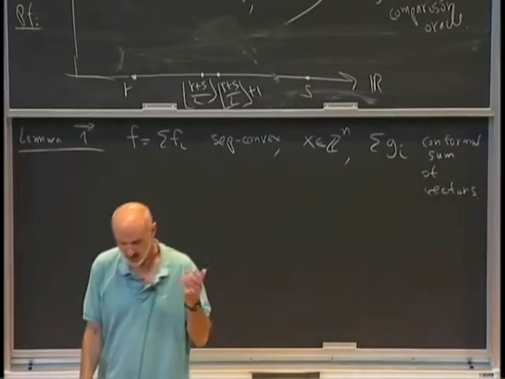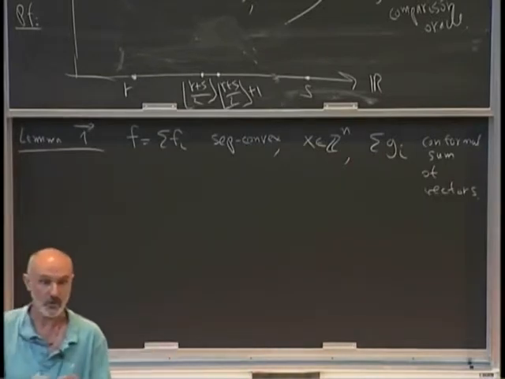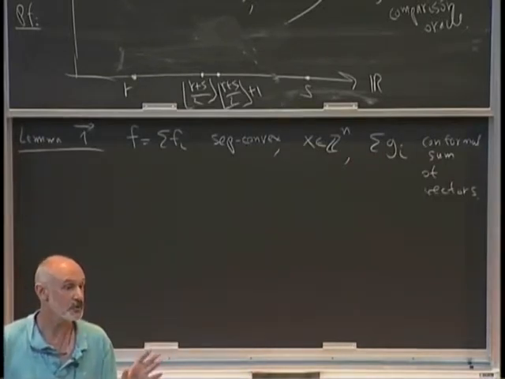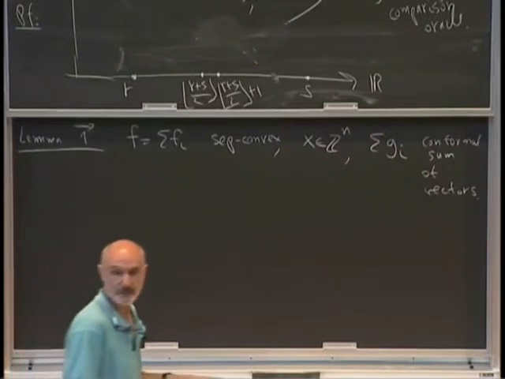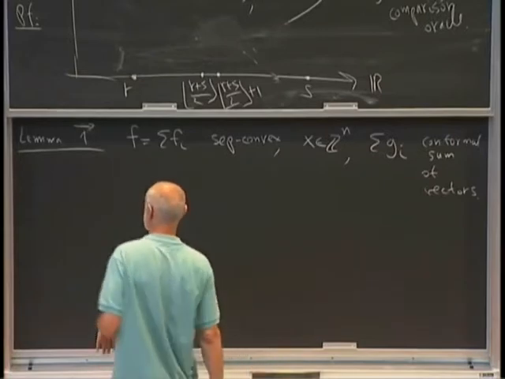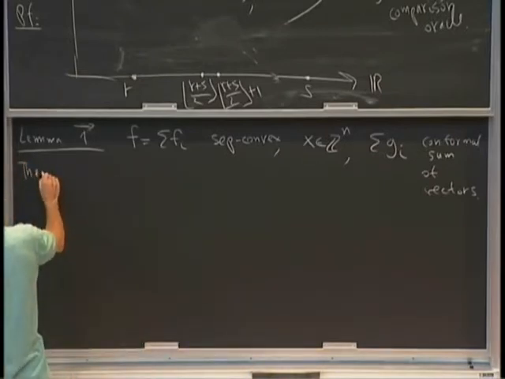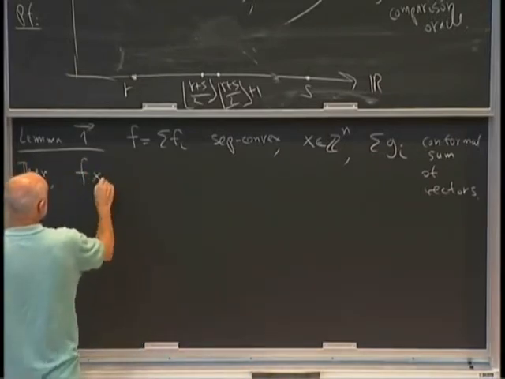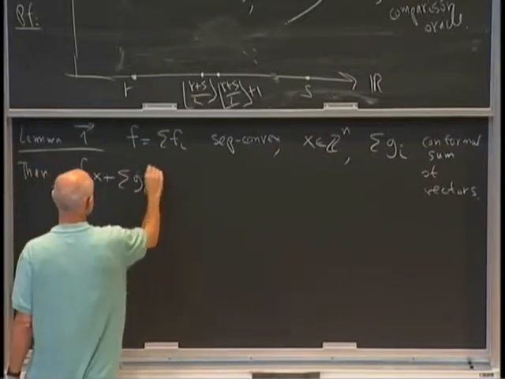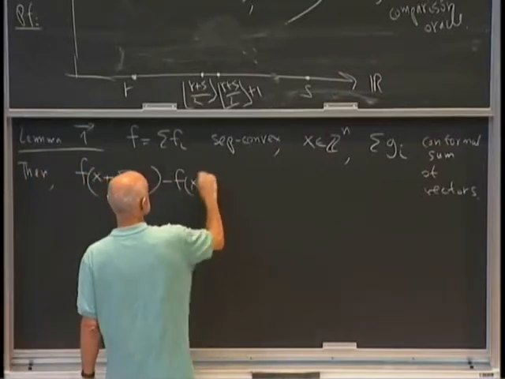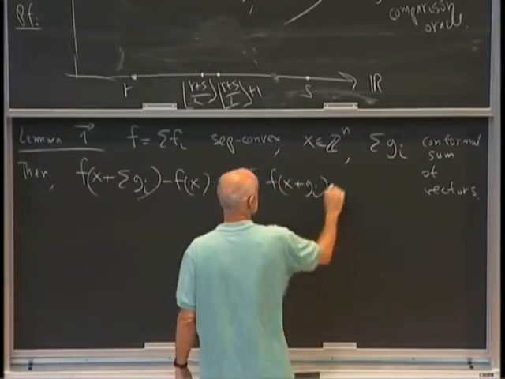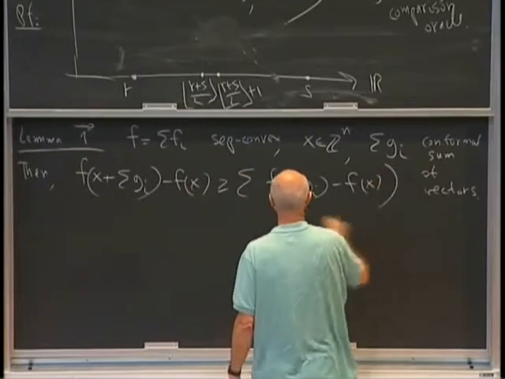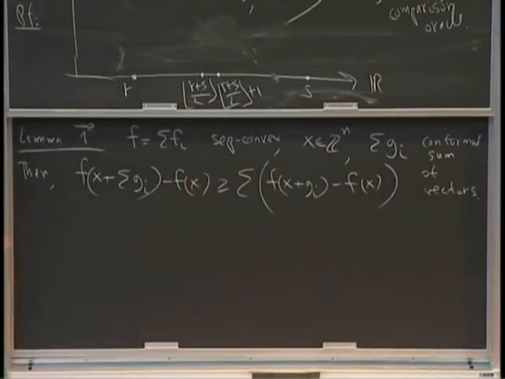So conformal sum, just to remind you, this means in particular that all these vectors in the sum are in the same orthant. Not necessarily non-negative, but on every coordinate, they agree with the signs. Then again, we have supermodularity. So f of x plus sigma gi minus f of x is at least the sum of f of x plus gi minus f of x. Exactly the same thing.